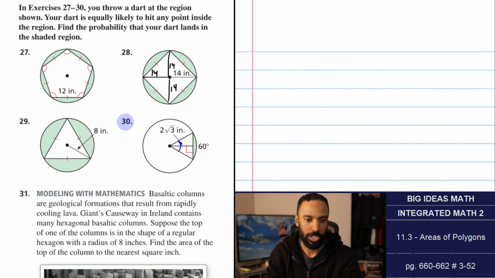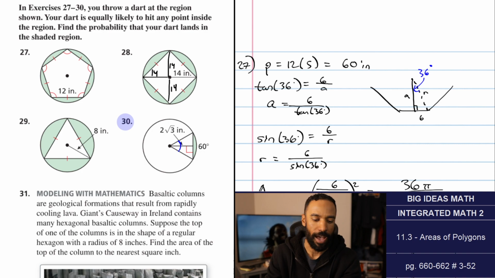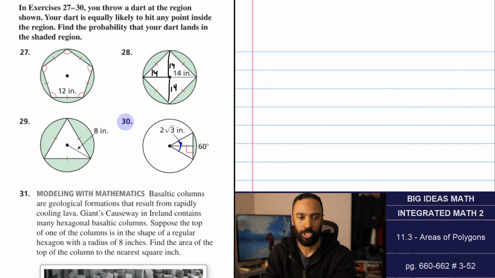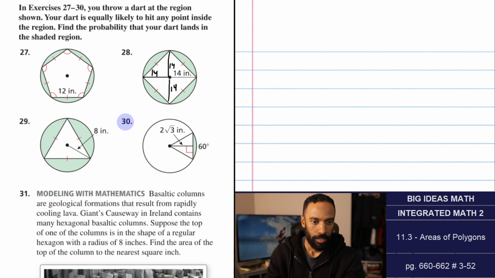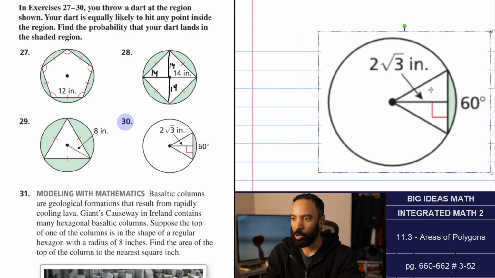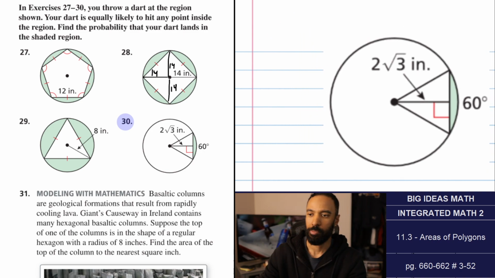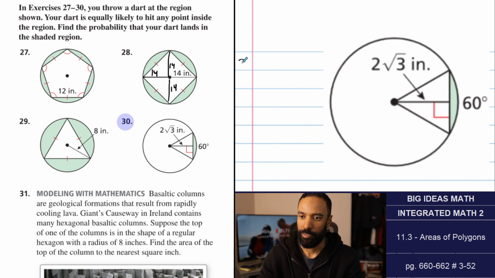So let's copy and paste this one over. I think there's value in doing that. I'll just have it enlarged and mark it up on this. So on this problem number 30, to find the area of a segment, again, we need to find the area of the whole sector, which would have been out of the previous section, and subtract the area of that triangle.